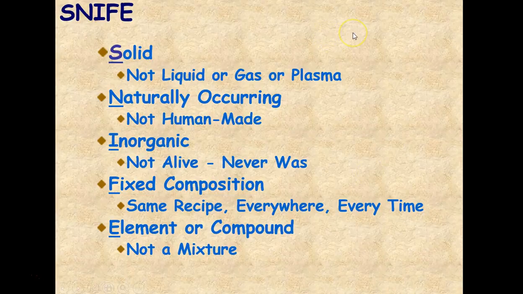So the last thing, if it helps you, the acronym SNIFE, S-N-I-F-E, actually might help you remember the different properties. The first letter of each of the letters in SNIFE stand for one of the 5 characteristics of minerals. So solid, naturally occurring, inorganic, fixed composition, and element or compound. If this helps you, make sure that you write that down, and you could even rearrange the letters to be something else, another word that might help you remember.